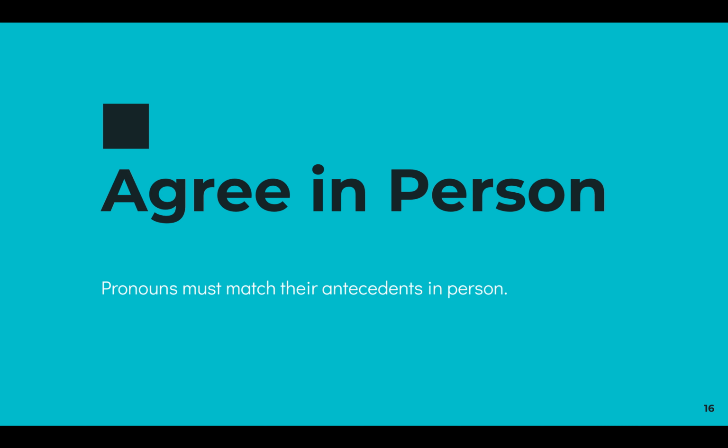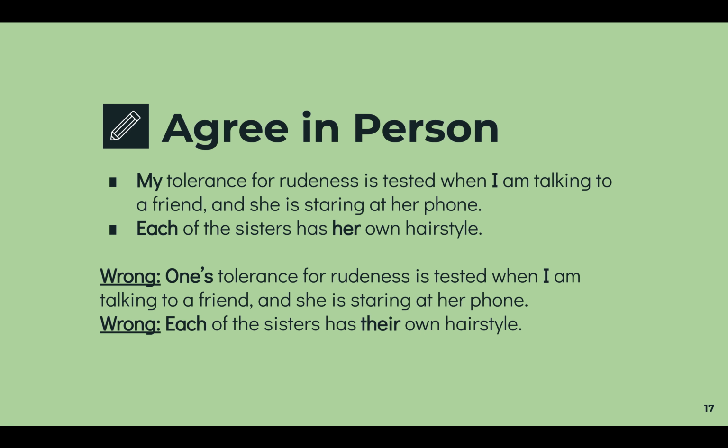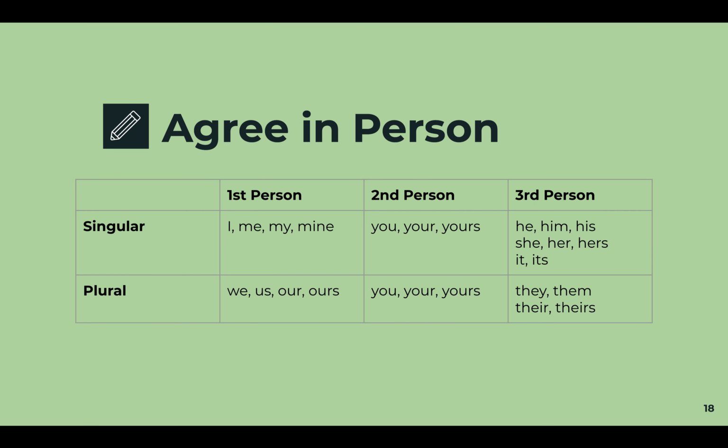Pronouns also have to match their antecedents in person. So what does that mean? In English, we have first person, second person, and third person pronouns. Singular ones for first person singular is I, me, my, and mine. Plural is we, us, our, and ours. We use first person words when we're talking about ourselves or us and other people. That is when you would use first person. When you're talking about you, specifically you, it's the same for singular and plural. You, your, and yours. Those are the easy ones.